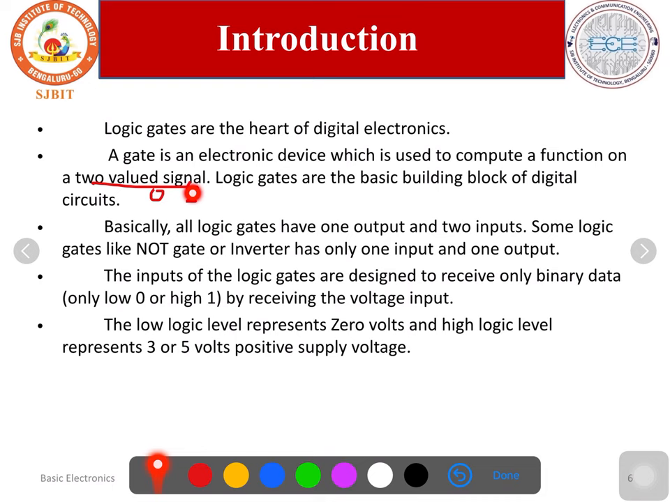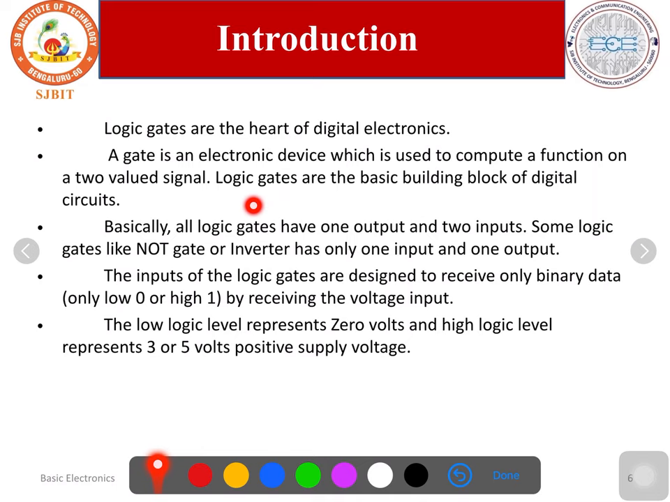A computer is a decision-making device which will give you the output whether yes or no, whether true or false. You may apply any number of inputs, but the output will be only one, either yes or no. So computers work on the binary number system, because they are computational devices which give the output, yes or no, high or low. Logic gates are the basic building blocks of digital circuits. Any digital circuit will have the basic building block, that is logic gates, very simple gates.